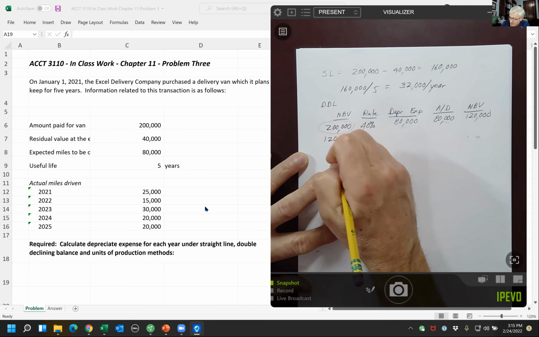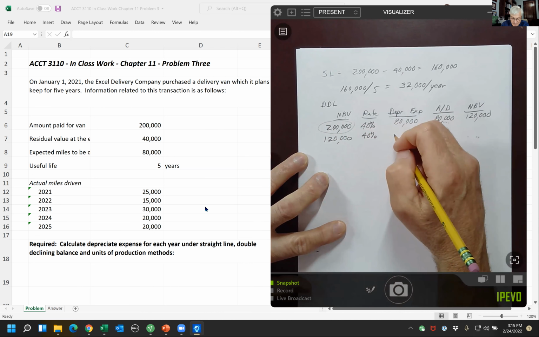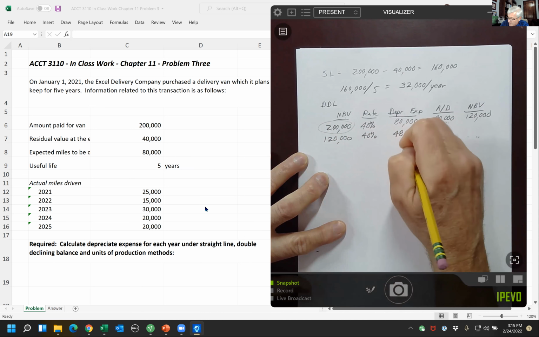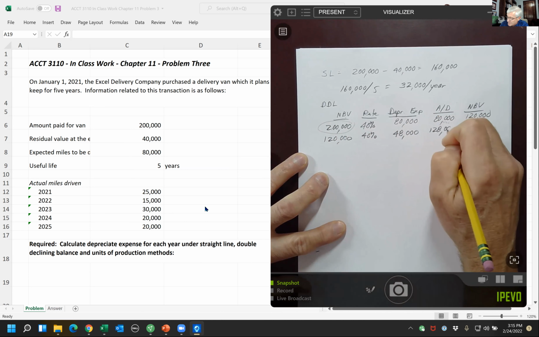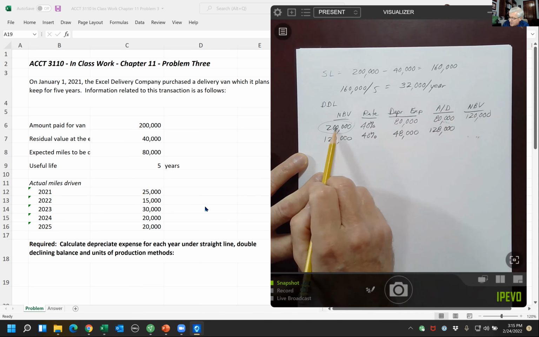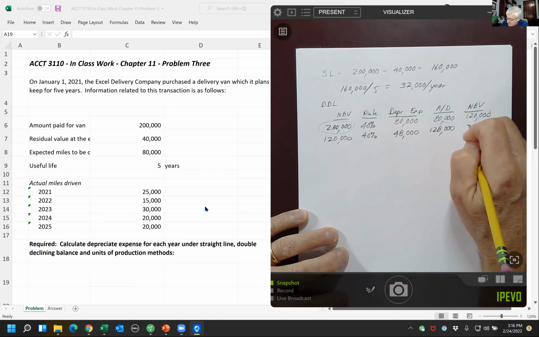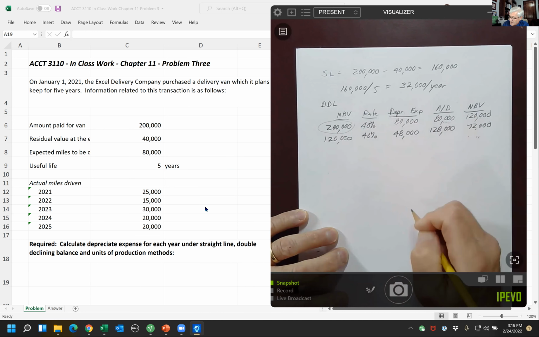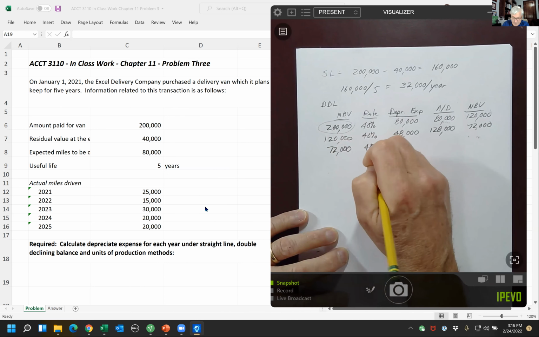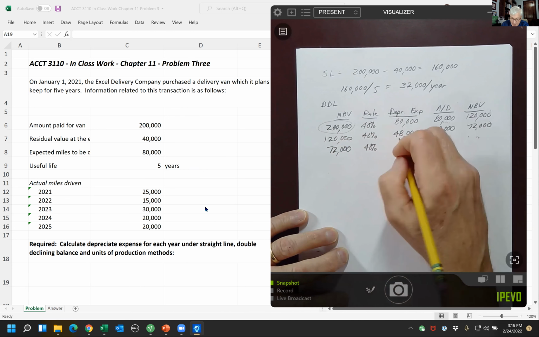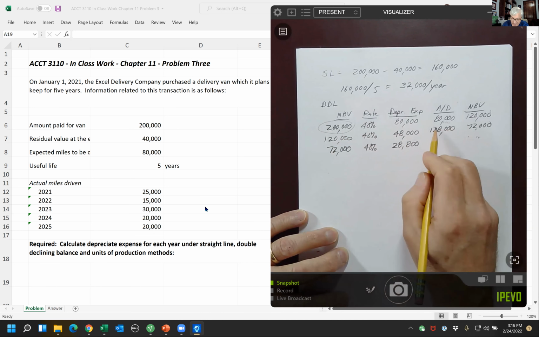Year two, 120,000 times 40%, 48,000. Credit accumulated depreciation, 128,000. 200,000 equipment vehicle account minus the contra asset, 128,000, and I got now a 72,000 net book value. End of the year, same as the beginning of the year, times 40%, 72,000 times 40%, 28,800. Now add that to our 128,000.